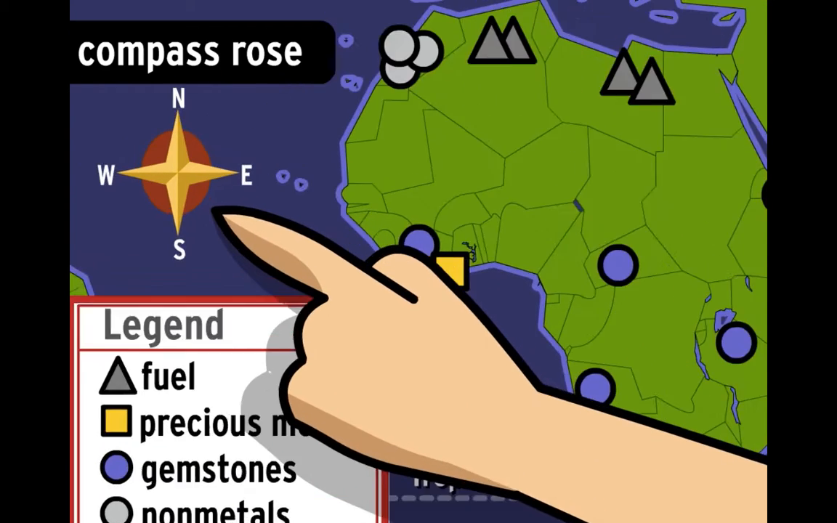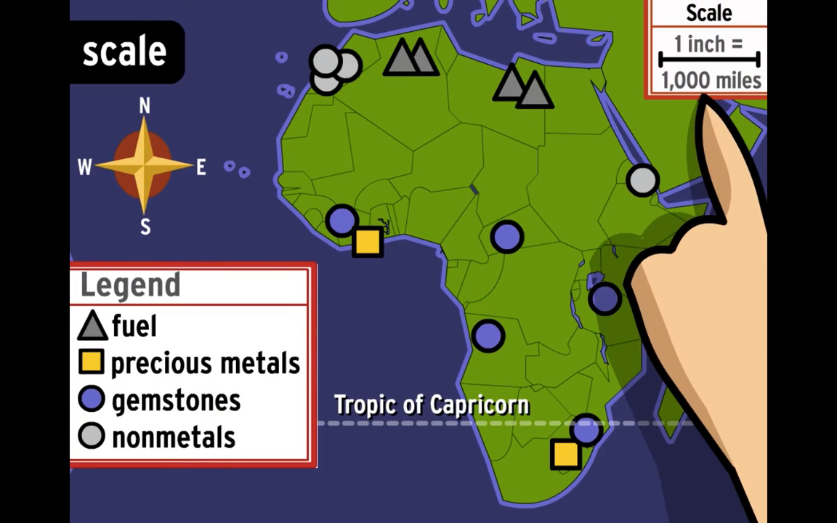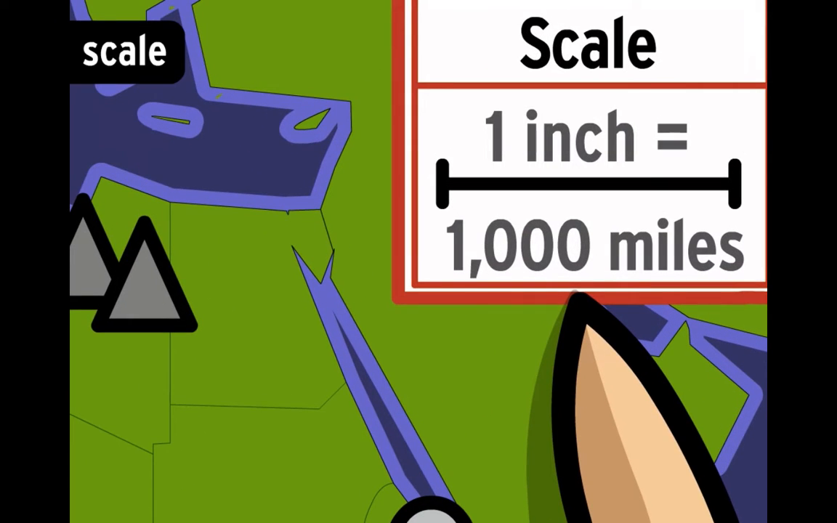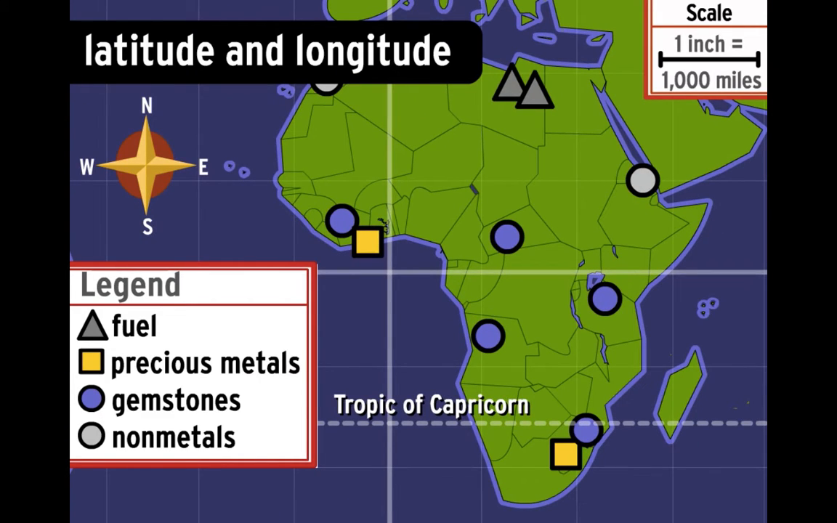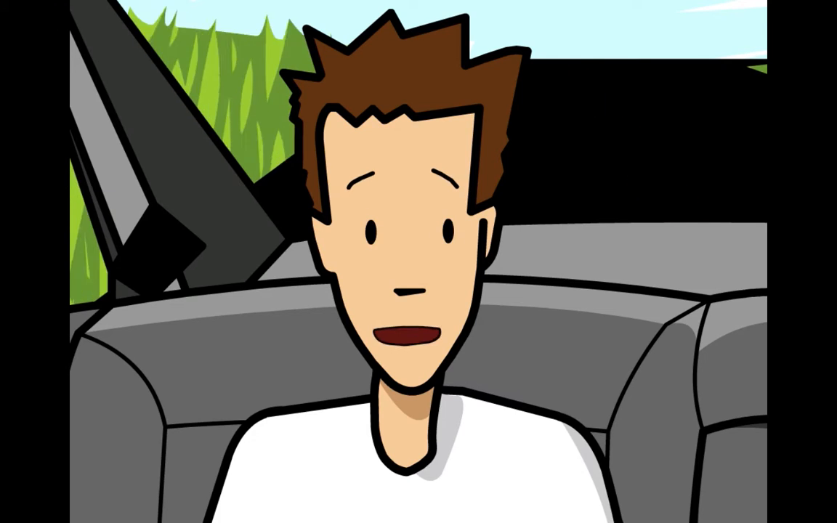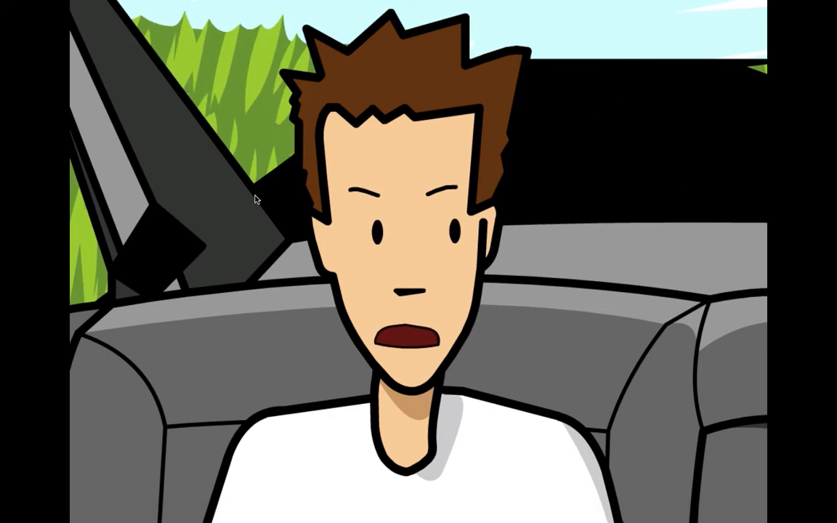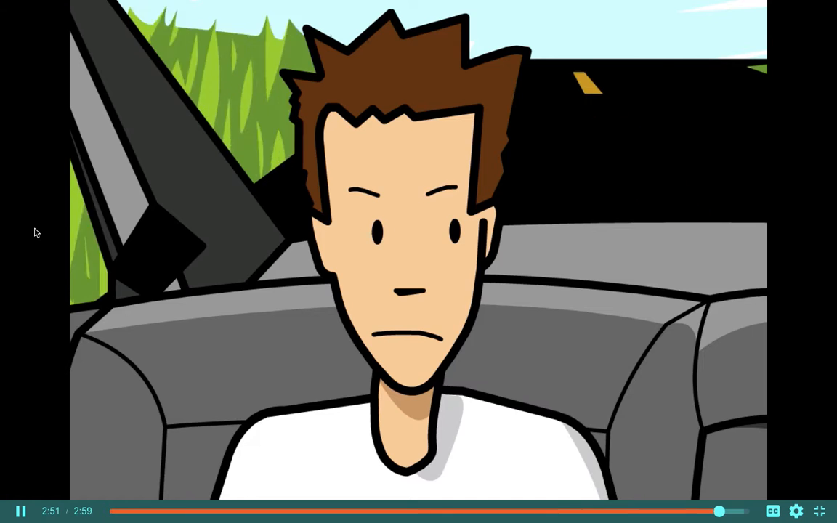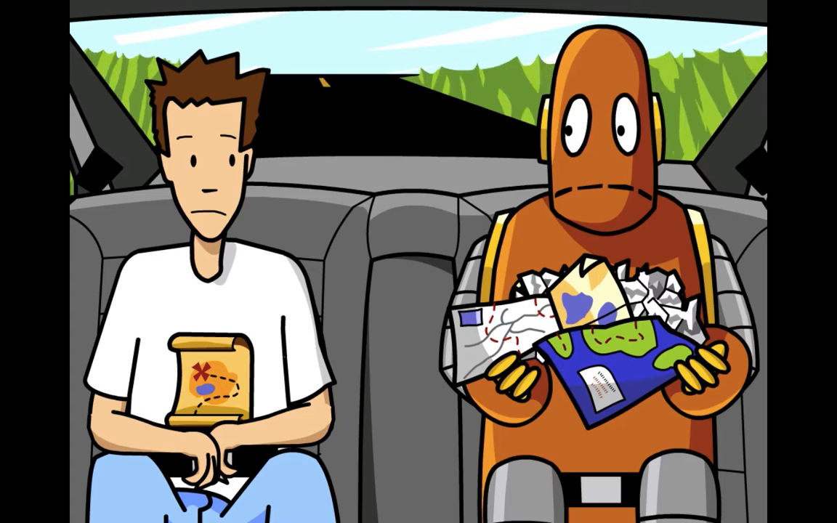A compass rose tells you which way north, south, east, and west are. And a map's scale shows the ratio between the distance on the map and the distance in real life. On this map, 1 inch equals about 1,000 miles. Finally, there's latitude and longitude. Those lines can tell you your exact location on the planet. And there you have it, maps. No, I don't think we should do a movie about how to fold maps. Well, maybe.